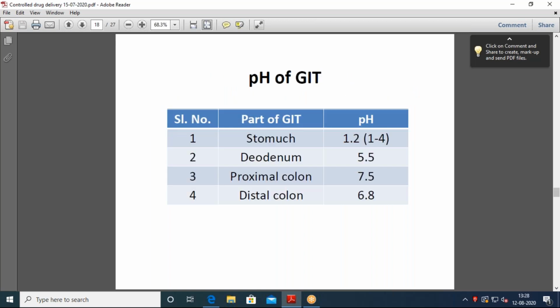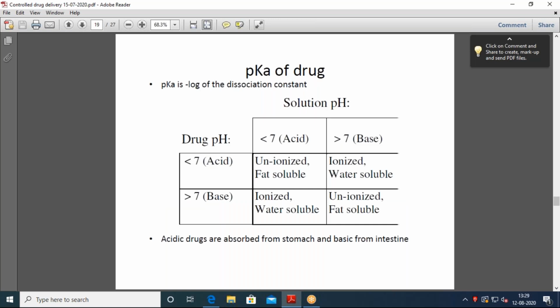I've also given the pH prevalent in different parts of the GI tract. In the stomach, the pH is around 1.2. In the duodenum, the pH is 5.5. In the proximal colon, the pH is 7.5. In the distal colon, it is around 6.8. This is how it is.